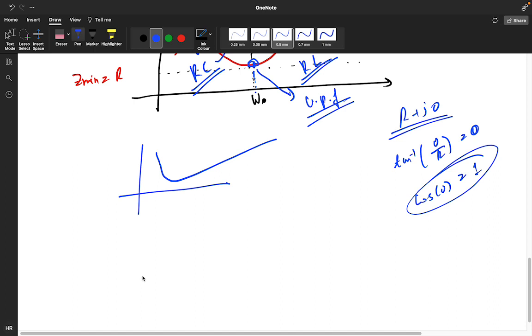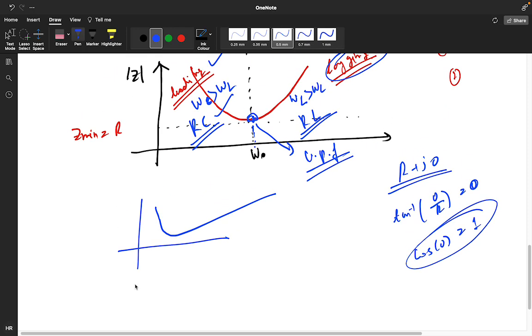Is this clear, guys? Prasanna, understood? Yes, sir.